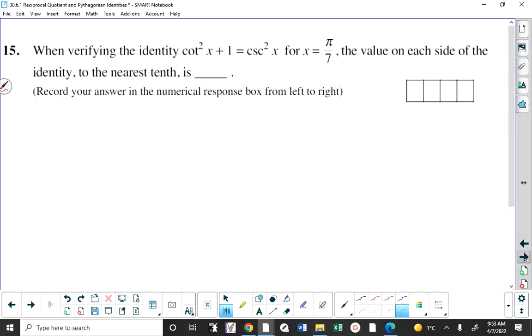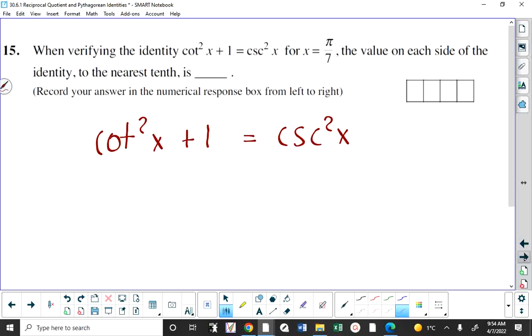So all 15 is asking is, if you were to verify this identity, what would you get on each side? And that doesn't mean, everybody, you have to verify it for both sides. Because if you're being told it's an identity, you're going to get the same thing for both sides. This is really a calculator question. Since cosecant squared of x is simpler for me to work with than cotan squared plus 1, I'm going to verify it for the right side.